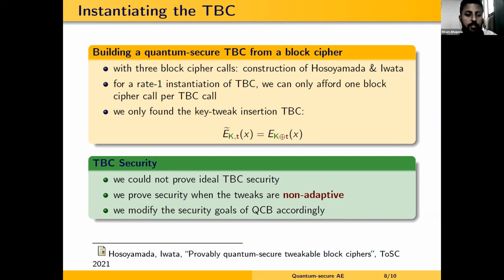But there is a caveat that we could not prove ideal TBC security on the key tweak insertion. And we had to make the modification that the tweaks have to be non-adaptive. So that is a modification we have. And by the way, in this model, the tweaks are also classical. That is a common use case, and we use that here. So the tweaks are classical and non-adaptive in our proof.